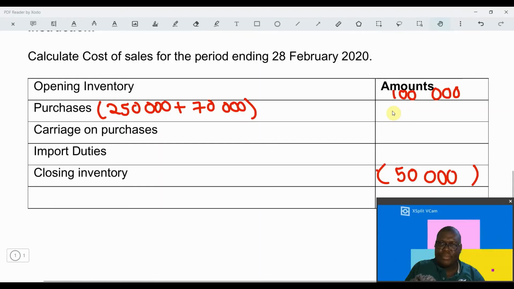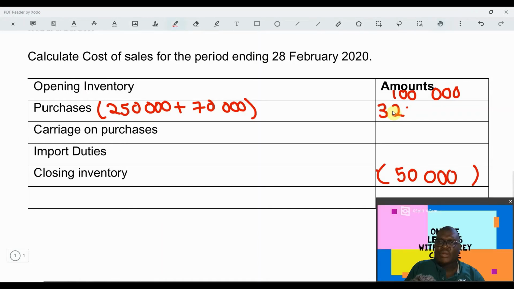Okay, so you're going to write 320,000 here as part of your total purchases. This means that the purchases that were made during the year all amount to 320,000, which is the sum of 250,000 plus 70,000, which gives us 320,000.